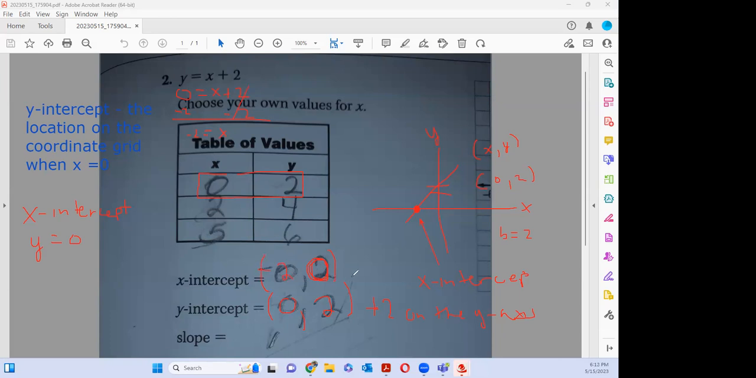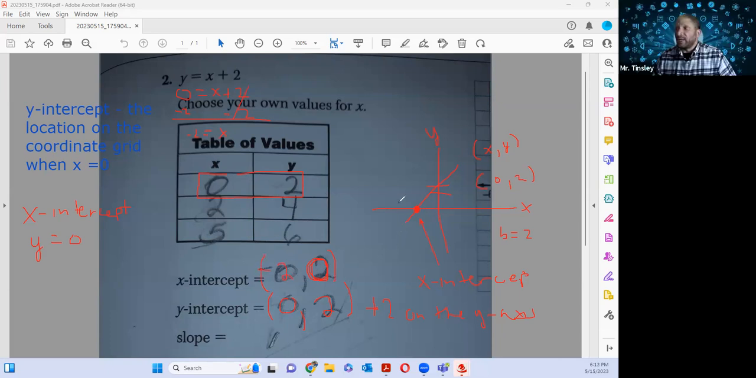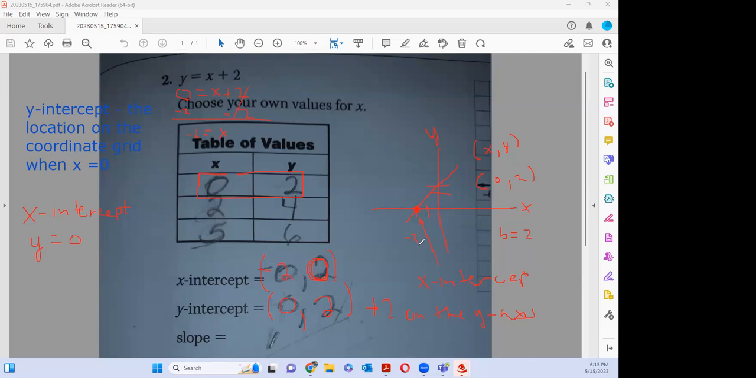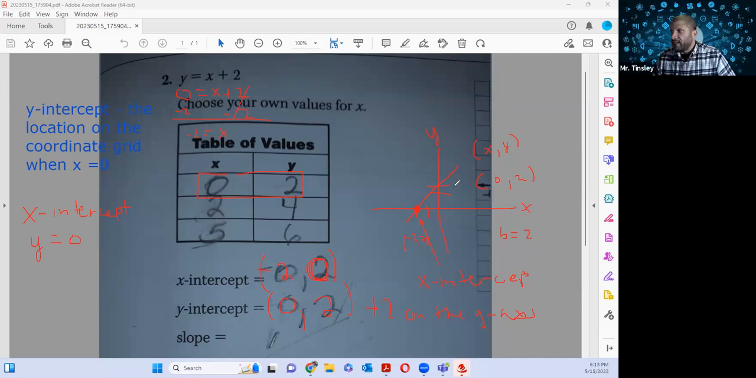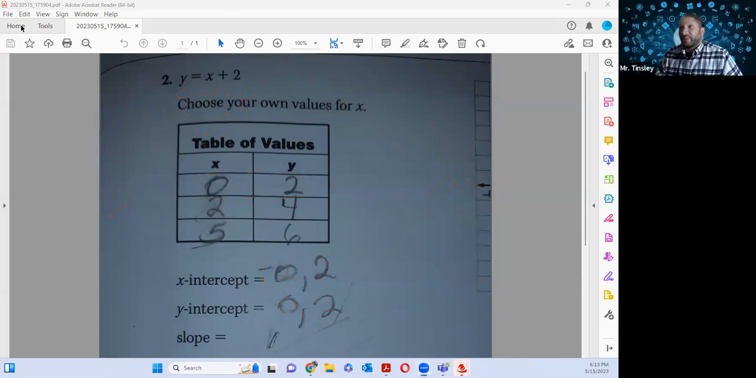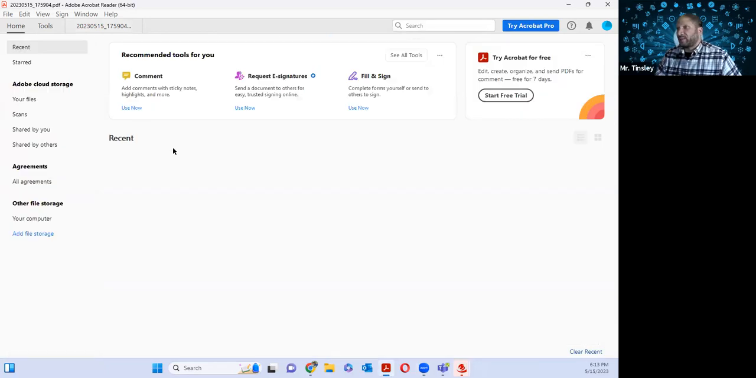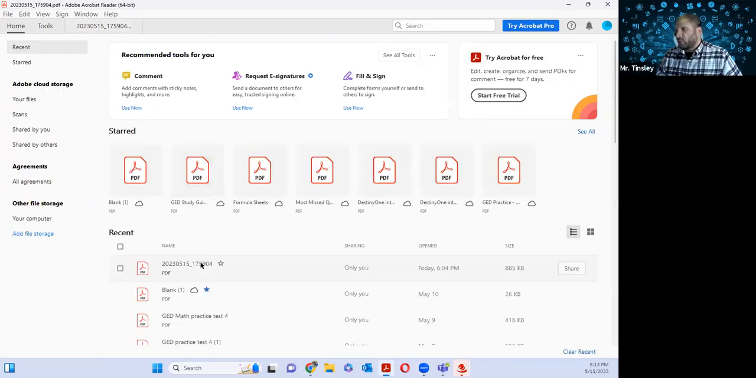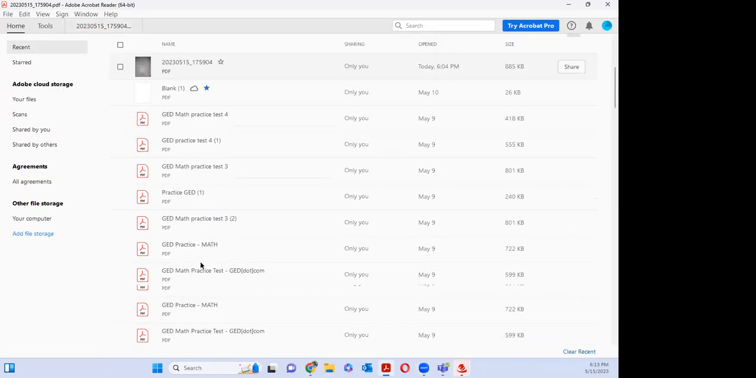So if you needed to graph this, this would be negative 2, 0, and this would be 0, 2. So one of the ways that you can graph a line is if you know the x-intercept and y-intercept. But don't worry. Watch this. I got something for you.